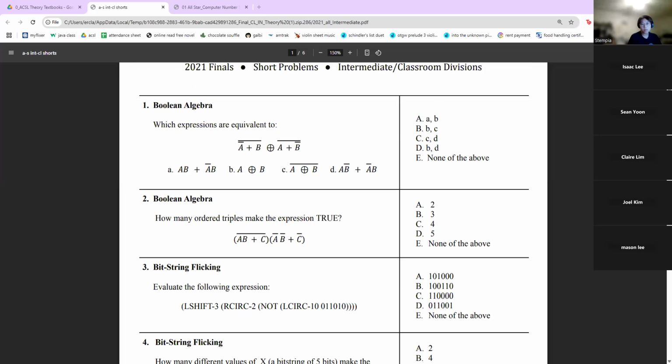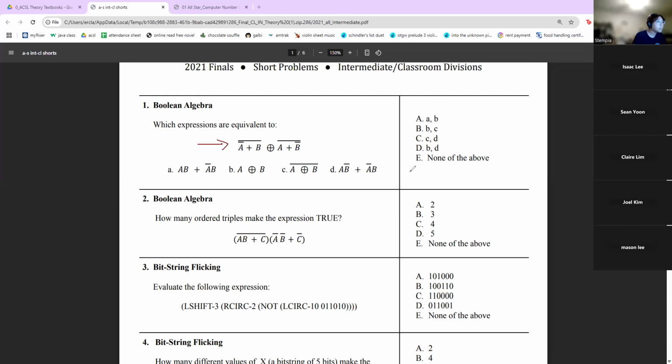Starting with number one, the Boolean algebra problem. Which expressions are equivalent to the given expression? Okay, let's take a look at our answer choices. You have to check all of them one by one. The easiest way to do this is to simplify the original given expression and then see which one of them match.